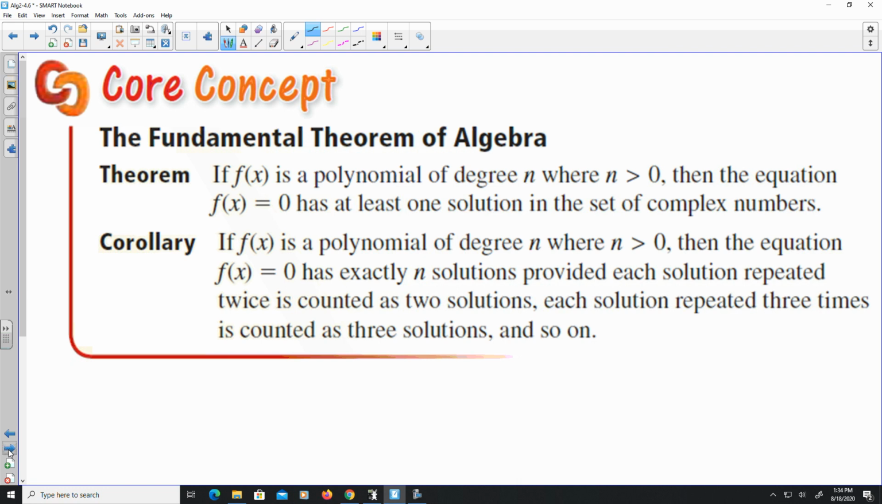You also have to take into account repeated solutions, like we talked about in the last section. Anytime you have a square of a binomial, you may have 5 solutions, but one of them is like x plus 3 quantity squared. You're technically only going to have 4 distinct solutions, but because one is repeated, it's actually 5. So keep that in mind.